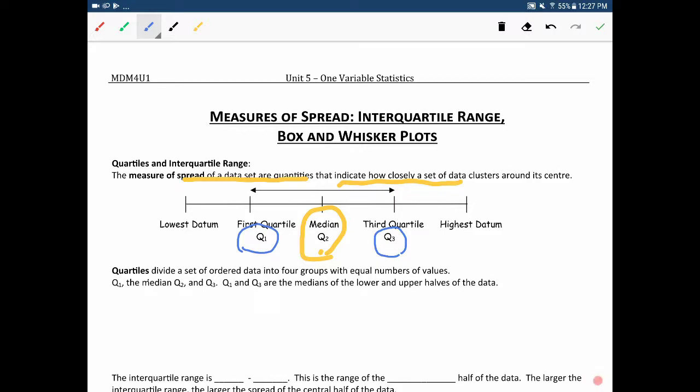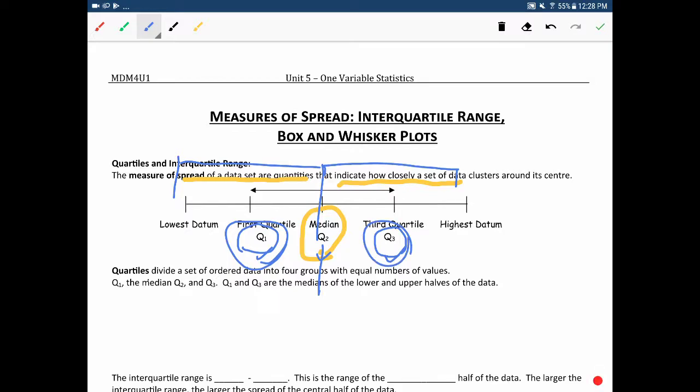So I'm getting ahead of myself here. That's what Q1 is. That's what Q2 is. That's what Q3 is. So you find the median, you split it in half, and you find the median of both the bottom half and the top half. That gives you Q1 and Q3.